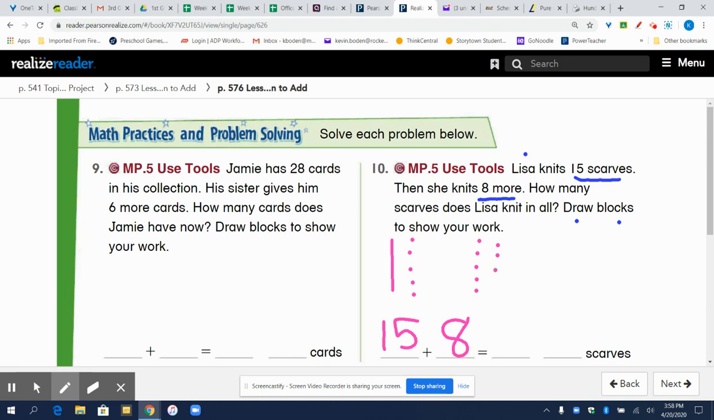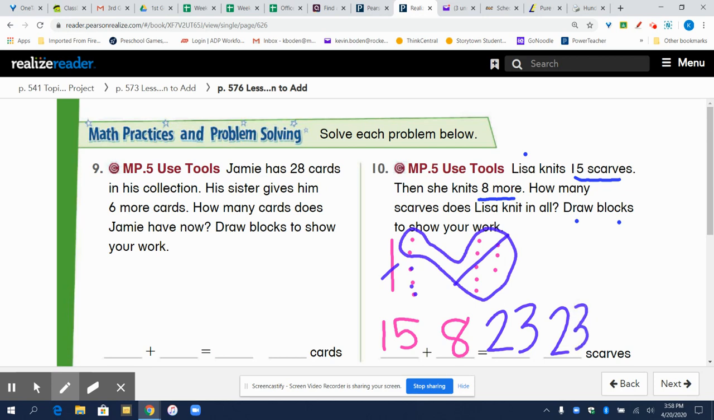Let's see. Can we make another 10? Well, let's try counting. I'm going to get another color so nobody's confused. Well, I know there's 8 over here. 9, 10. We got another one. So your equation should read 15 plus 8 equals what? Well, I see 1 10, 2 10s, and how many ones were left over that we did not put in any 10s? There should be 1, 2, 3. 15 plus 8 equals 23. So that means Lisa knits 23 scarves.